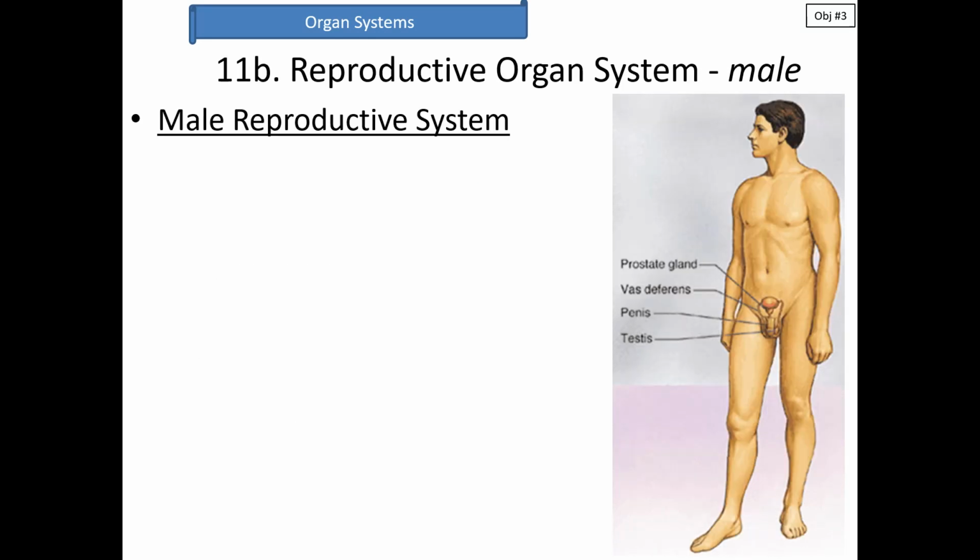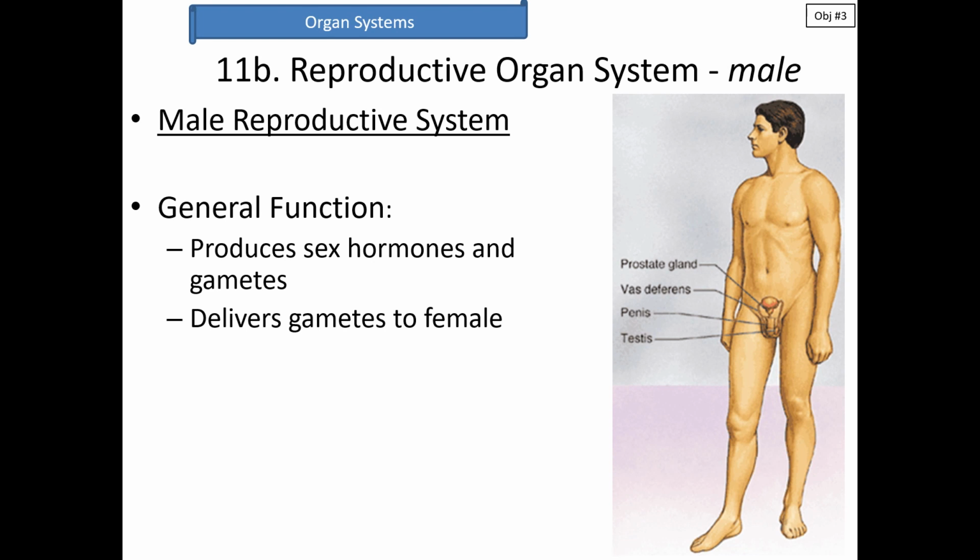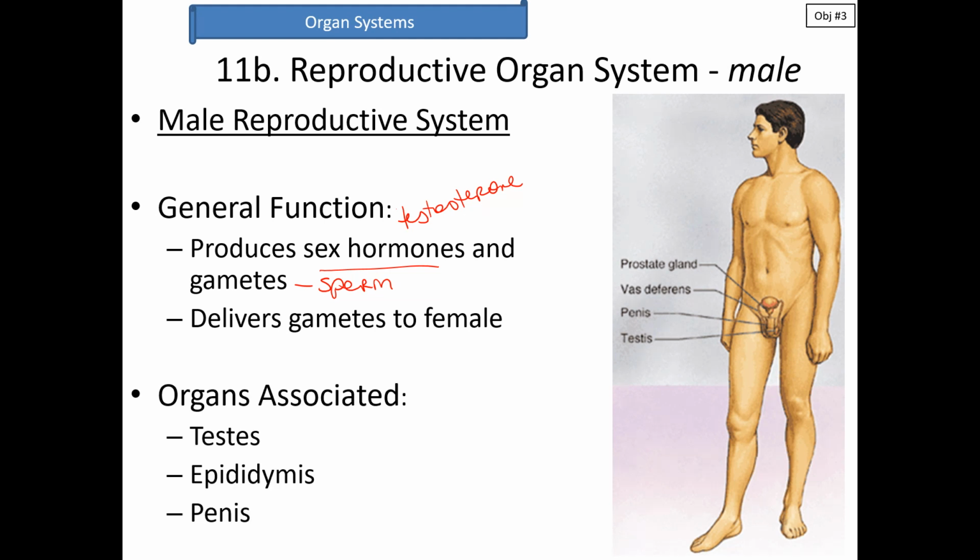Male reproductive system, guess what? Functions are the same. Produces sex hormones, but what are the sex hormones? Testosterone. And gametes. What are the gametes? Sperm. And its job is also to deliver that sperm to the female. Organs associated: testes, epididymis, and penis.